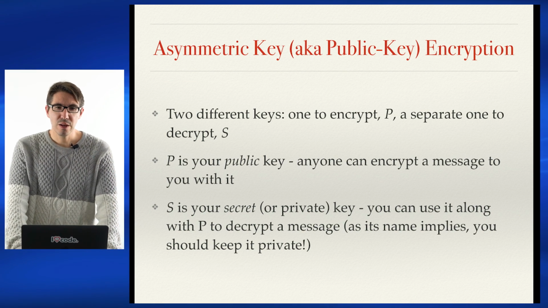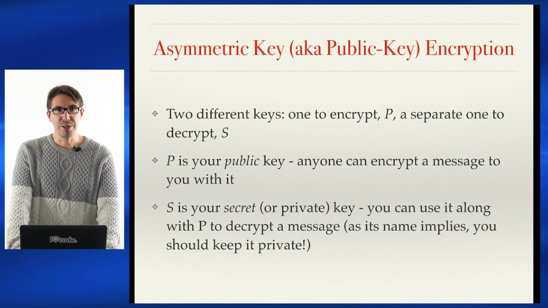And that's why asymmetric key encryption came along. You may have also heard of asymmetric key encryption as public key encryption. In asymmetric key encryption, there are two different keys: one which is used to encrypt messages to you, and a separate one that you use to decrypt. We usually refer to these keys as P and S. P is your public key, and anyone who knows this public key can encrypt a message to you. But only you, the person that owns the secret or private key, can use it to decrypt the message.